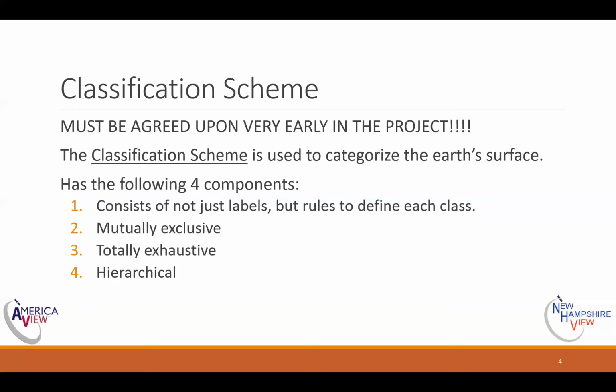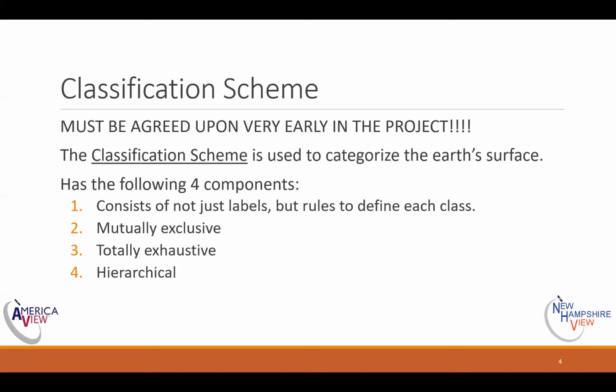You also want your scheme to be totally exhaustive. Totally exhaustive means that every area on your map is going to get a label. Okay. Sometimes we use other or unclassified to make sure that that's the case. Okay, and that would be fine if a small 0.5% of your map turns out to be other or something like that. But if half your map is other, it means that you haven't defined your classification scheme very well. Okay, so mutually exclusive, totally exhaustive.